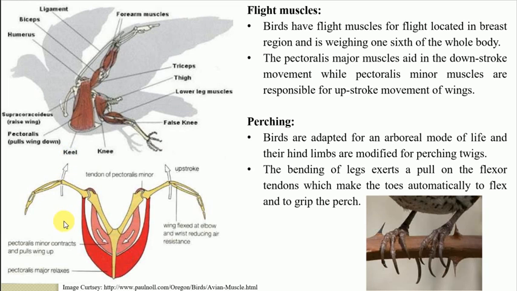So this upstroke, where the wing moves from the ventral side to the dorsal side, can be provided by the pectoralis minor muscle, while the downstroke movement, which is a very important movement for getting the thrust or the lift, is due to the pectoralis major muscles. These two kinds of flight muscles are highly evolved among modern birds, and hence they are provided with the capability of strong flight.